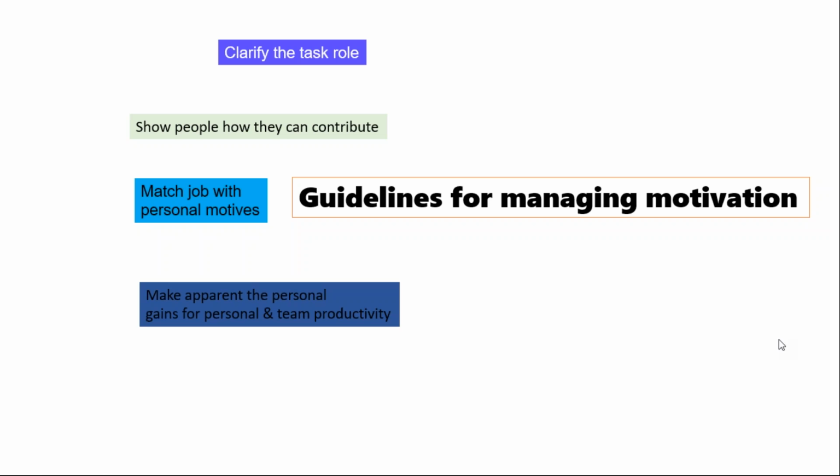Make it apparent the personal gains for personal and team productivity. This is the concept of letting people see the line of sight between what they do and the end result. And, you know, it's amazing to me how small these things can be and what a huge difference they can make. So if you're dealing with a customer and you go out of your way to assist them, that can be life-changing. For example, if you're a travel agent and you've helped that person organise their first trip and it was a wonderful experience, you've had a huge impact on that couple.